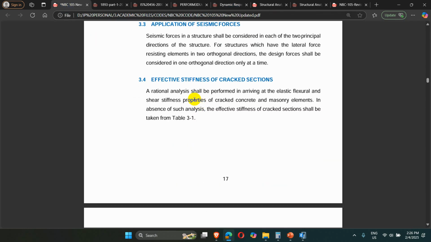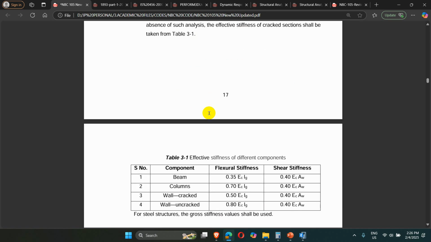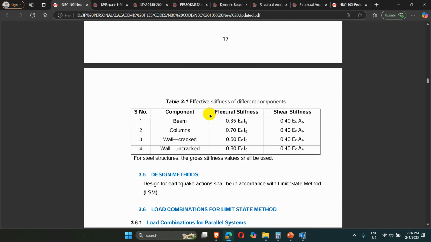Here in NBC 105:2020, the effective stiffness of cracked section is mentioned in clause number 3.4 and indicated as: a rational analysis shall be performed in arriving at the elastic flexural and shear stiffness properties of cracked concrete and masonry elements. In the absence of such analysis, the effective stiffness of cracked section will be taken from Table 3.1.